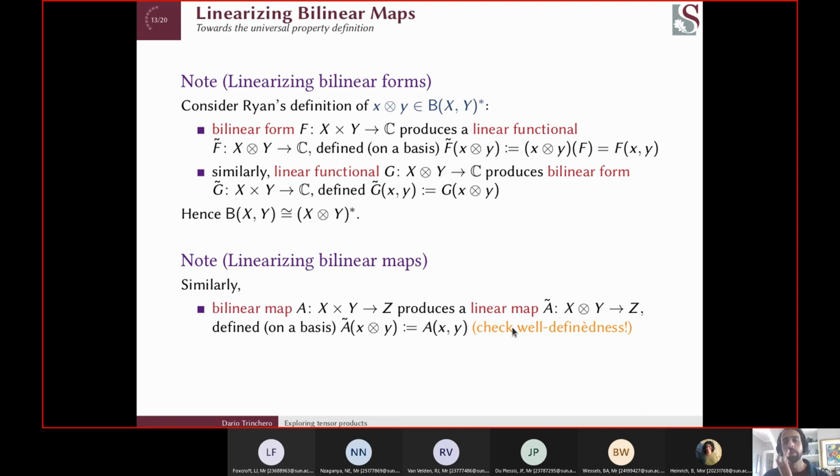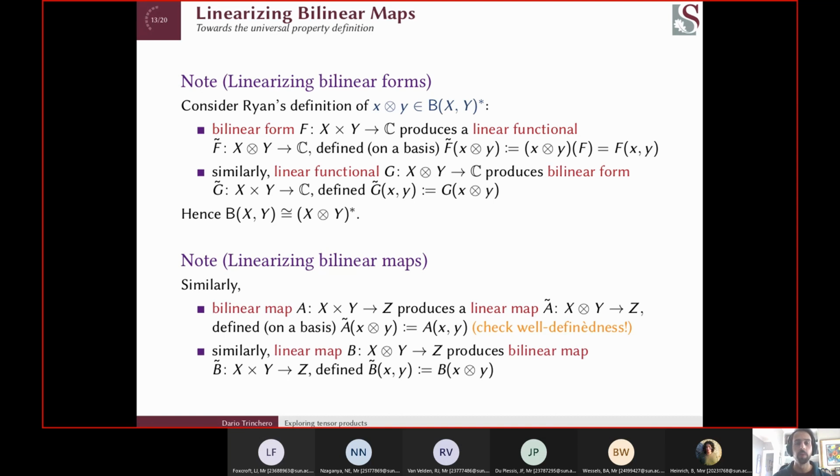We have to do a little bit more work here because this isn't how we defined the tensor products in the beginning, so we need to check it for well-definedness, but it's not too hard to do. The reference for that is in Ryan, if you'd like to go look at how he does that. And then once again, we can go the other way, take a linear map, and we can produce a bilinear map, sorry, in the same way as how we did above.